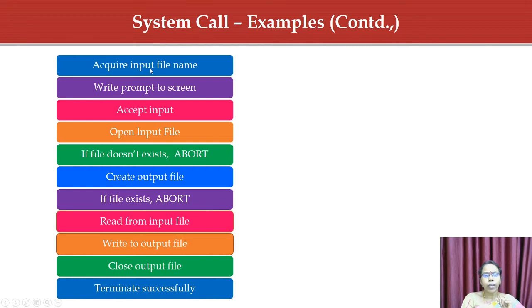So to get the input file name, a message is prompted on the screen, that is, enter the file name. We accept the input either through keyboard or mouse. When we read the input file name, we need to check by opening the corresponding input file. If the file does not exist, we need to call another set of system calls, that is terminate. If the file name we gave does not exist, we need to terminate.